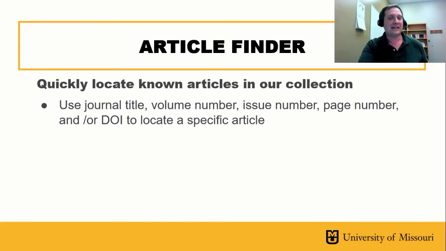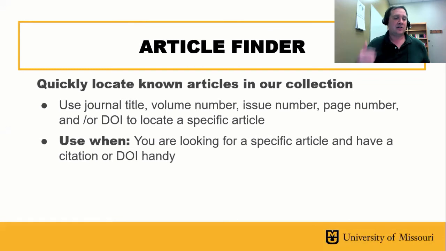If you have that information, then you can use the Article Finder and plug that into the search. And if we have it in our collection, you'll be directed to that article. And if we don't have it in the collection, then you'll be directed to instructions on how we might be able to get it for you. Again, this is not something that you would use just for open-ended exploration. You would use this if you actually know of a specific article that you're interested in.